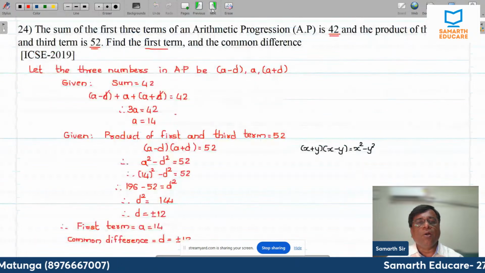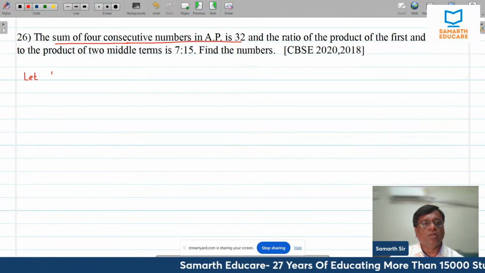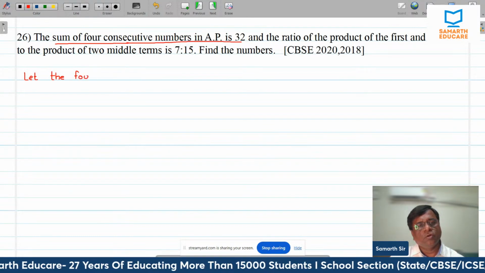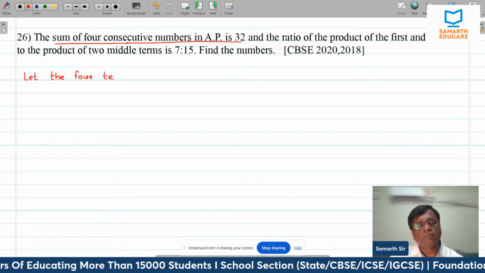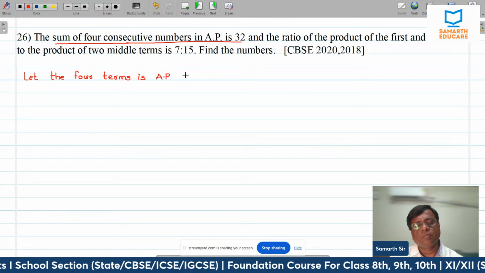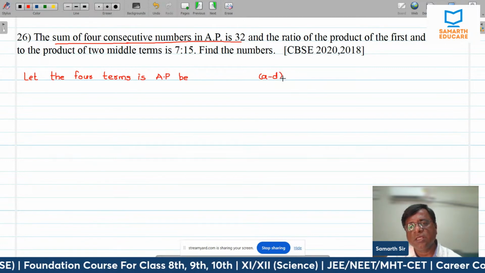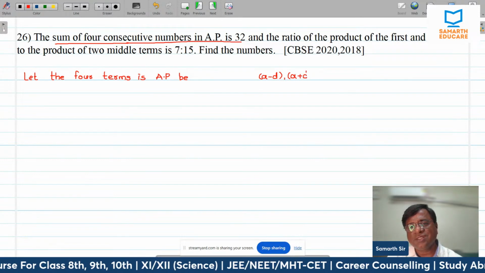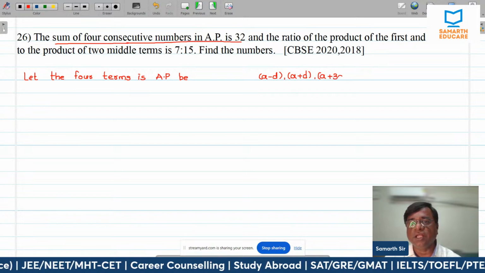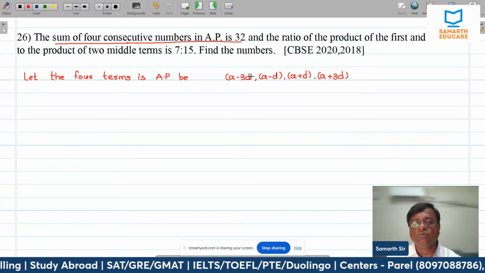Okay, now let the 4 terms in AP be, remember middle दो terms कौन से आएंगे, a minus d, a plus d. Because of this, the common difference is 2d. So this is a plus 3d, and the previous term would be a minus 3d. So these are the four terms.